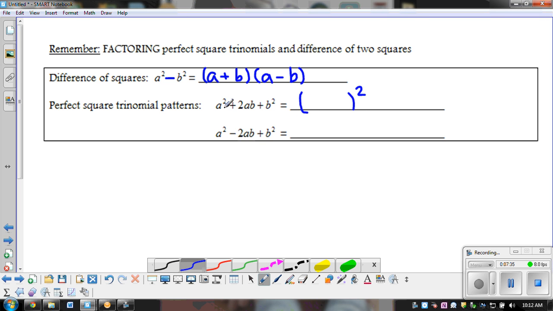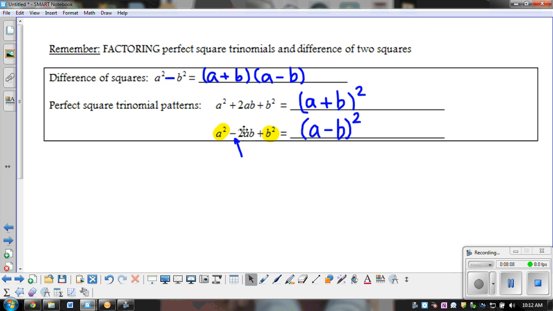Okay? If it's plus, you'll just take the square root of the first term plus the square root of the last term, and the whole thing is squared. If the middle term is negative, but you've got all the perfect squares in the same scenario, then it's the square root of the first term minus the square root of the second term, all squared. Again, that works only if you have a perfect square in the front and the back, and the middle is double the product of those.